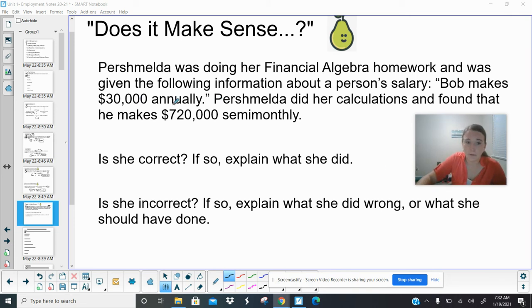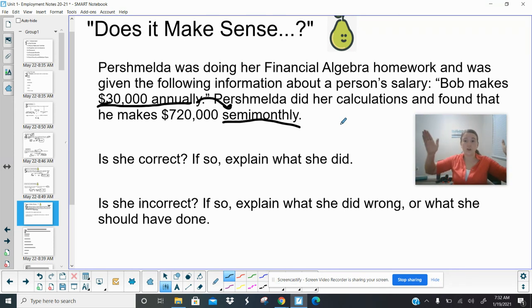Okay, so here's what you need to think. This is $30,000 annually going to semi-monthly. We should have ended up with a smaller number. Again, the year will always be the big one. Semi-monthly means that she's getting that much twice a month. That makes no sense for you to get paid this much twice a month, but somehow to only get this much in a year? No. So she is incorrect. So what it looks like she did is, instead of dividing, she multiplied, right? 30,000 times 24 does give us 720,000.